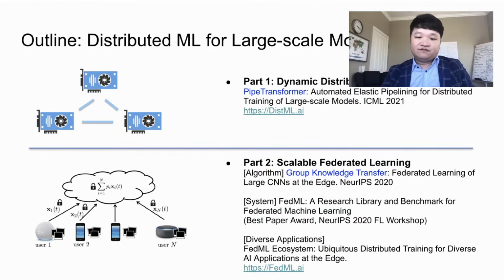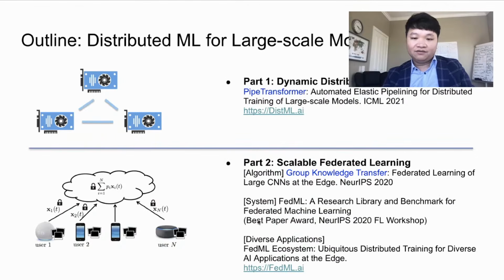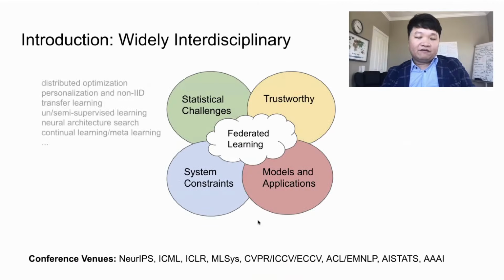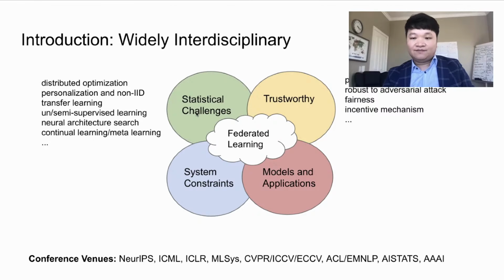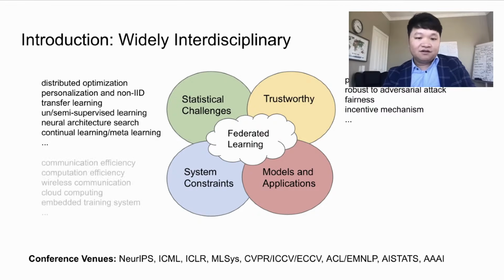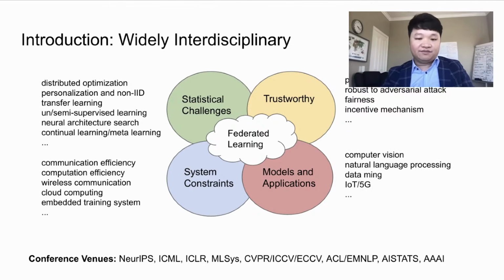So next, let's move to federated learning. I will show you how to do trade-offs and on-demand design. Federated learning is widely interdisciplinary research, which is quite different from distributed training on a GPU cluster like the PipeTransformer research. It has to consider the statistical challenges and also trustworthiness, like robustness to adversarial attacks, and also system-wide efficiency on resource-constrained edge devices, and many interesting applications.